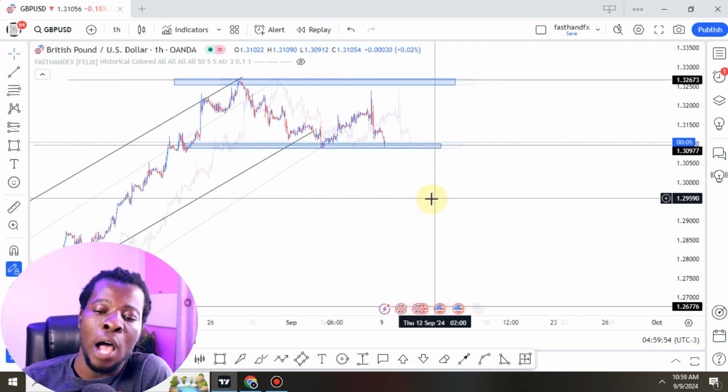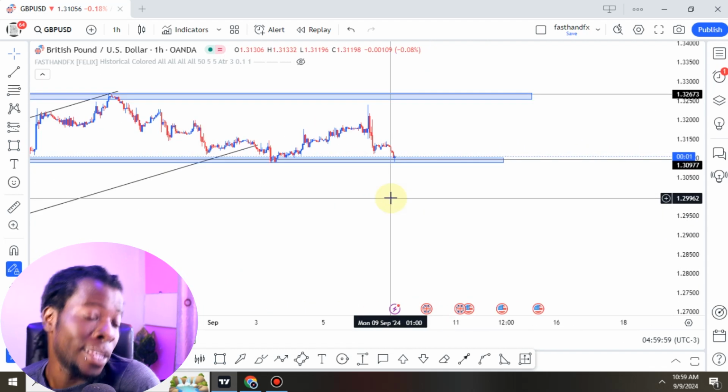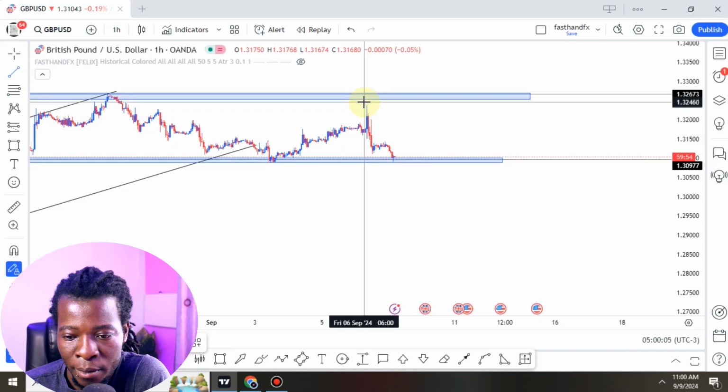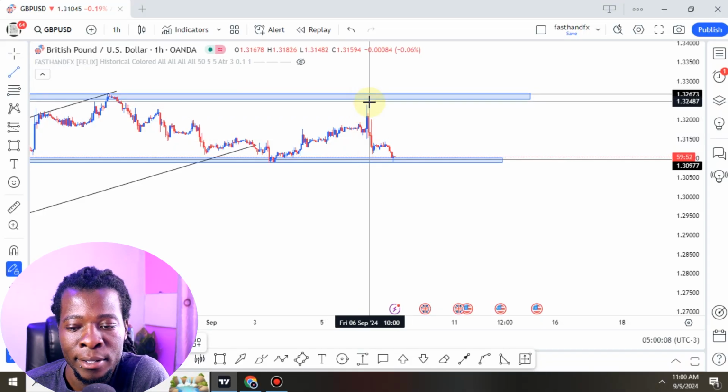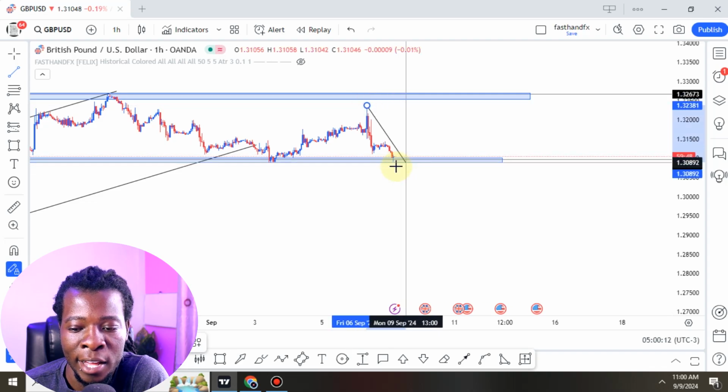So how will we take this entry? Basically, how will I take this entry? Not we, because I'm just trading alone. So right, probably if I'm looking for buys, I should make sure that the market has already taken out this downtrend, right? So I hope that makes sense.